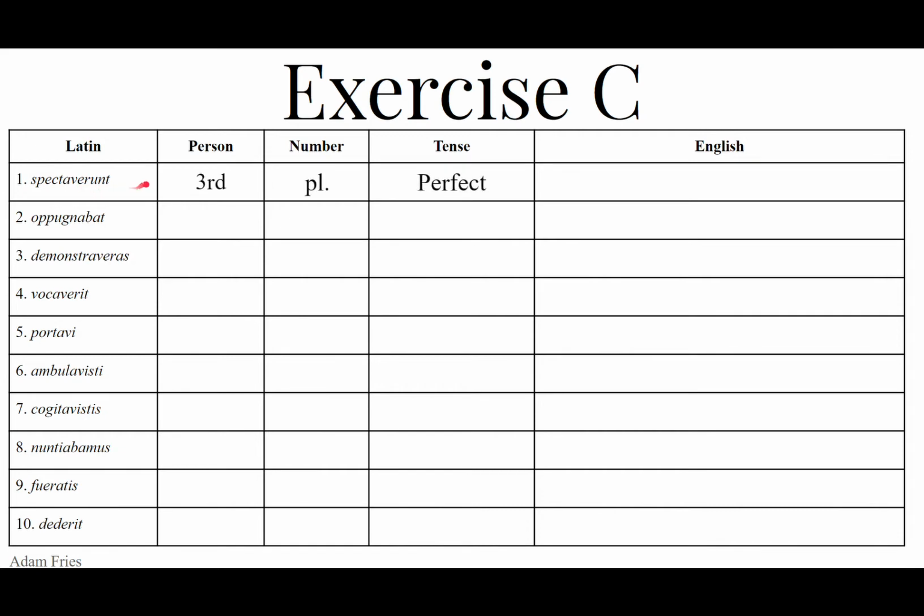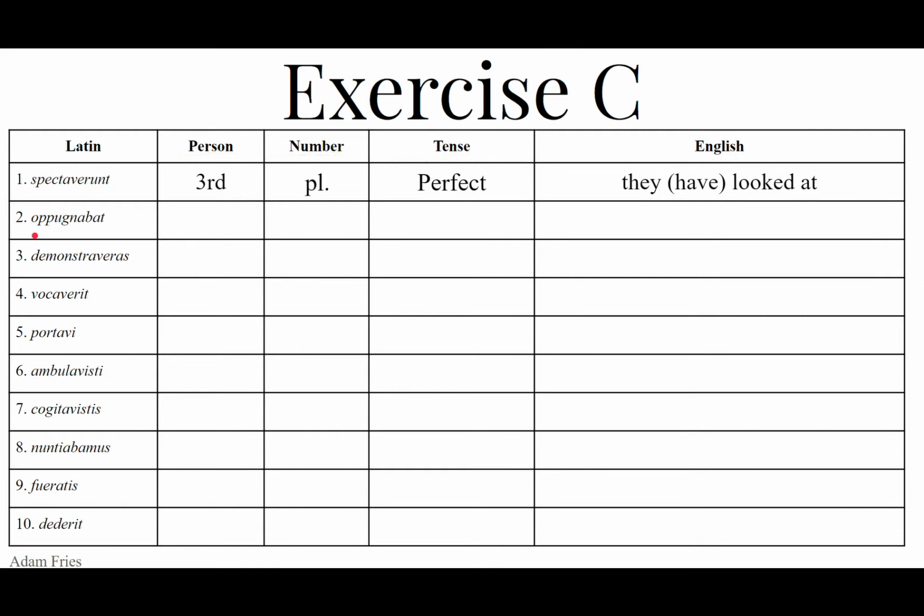Erunt, spectaverunt. How do we translate the third plural perfect tense? Well, third plural means they, and the perfect shows an action which was done in the past, completed, or is completed by the time of the present. So they looked at, or they have looked at. You could also say they did look at, they did do that thing.